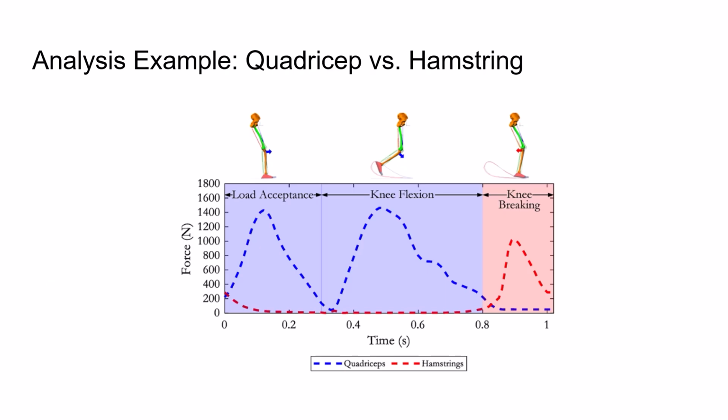The data collected through the motion study can then be correlated to produce something like this, the force versus time graph showing the quadricep versus the hamstring. Once again, we see the antagonist muscle peaking at the end right before knee break to prevent injury.